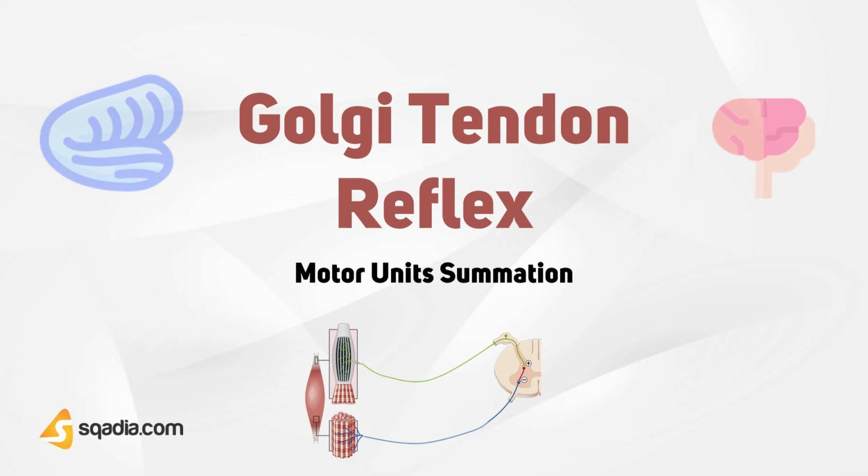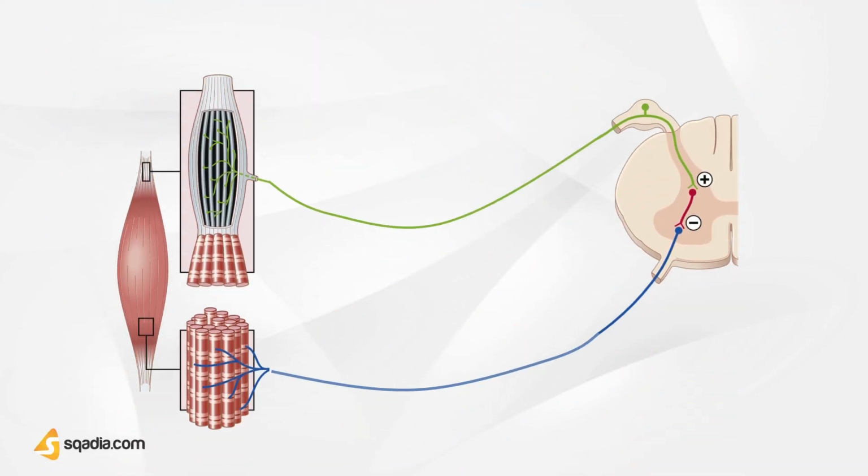So now, in this section, we will talk about the Golgi tendon reflex. Do you know how the tendon reflex prevents excessive tension on the muscle? After understanding the Golgi tendon reflex, we will understand how the tendon reflex prevents excessive tension on the muscle.